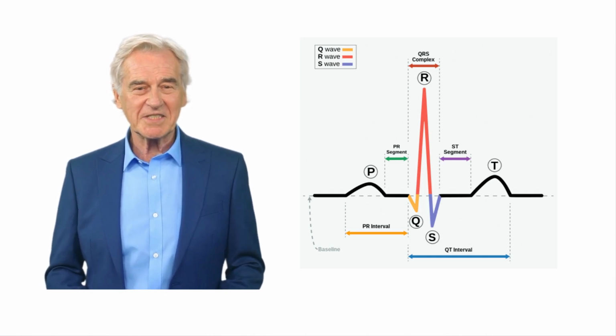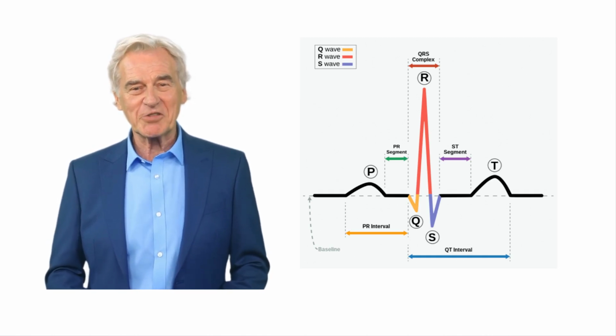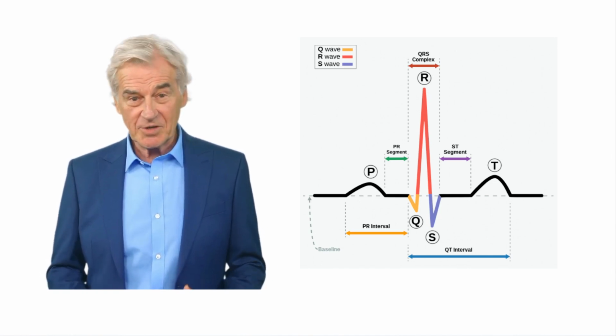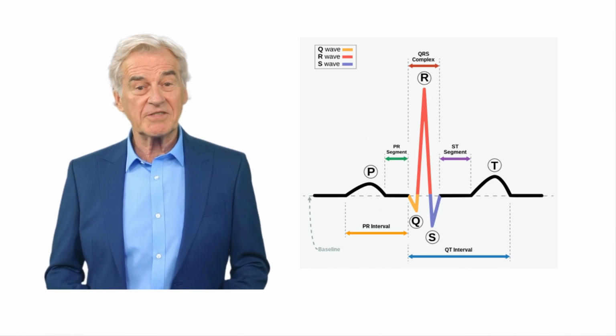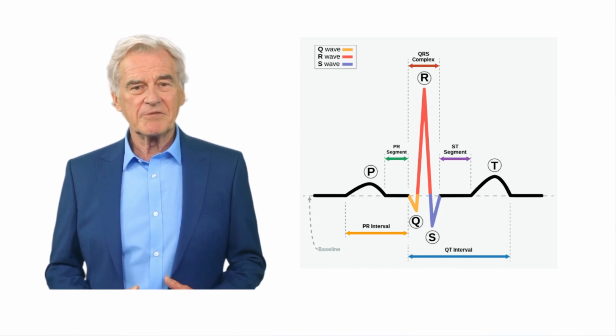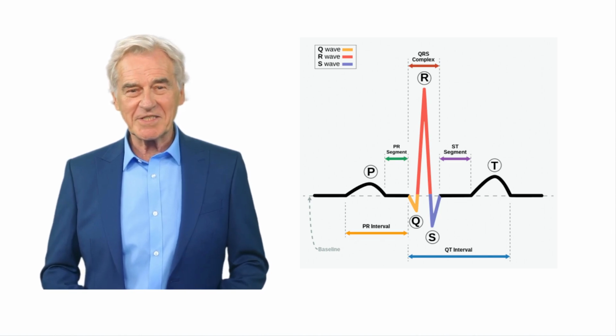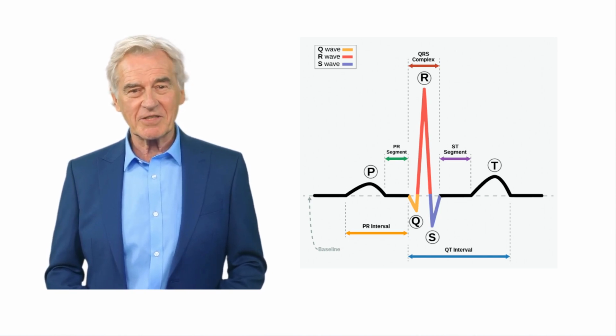Now let's discuss the different intervals seen on an EKG tracing. The PR interval represents the time it takes for the electrical impulse to travel from the atria to the ventricles. It is measured from the beginning of the P wave to the beginning of the QRS complex, and is typically 0.1 to 0.20 seconds in duration.